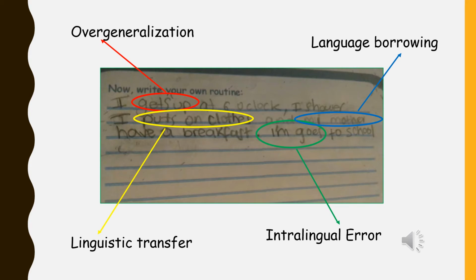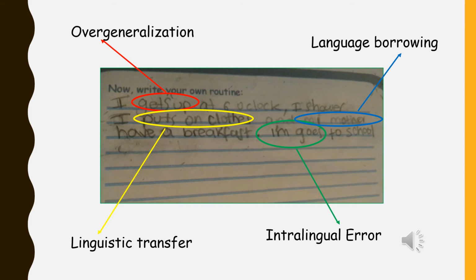The second error is linguistic transfer, when the student takes elements or rules of his L1 and uses them in the L2. In this case, the student translates the expression as if it was in Spanish. In the third error, we can find language borrowing. The student borrowed a word from the L1, in this case the word is my or me in Spanish, and he adapts this word for use in the L2.